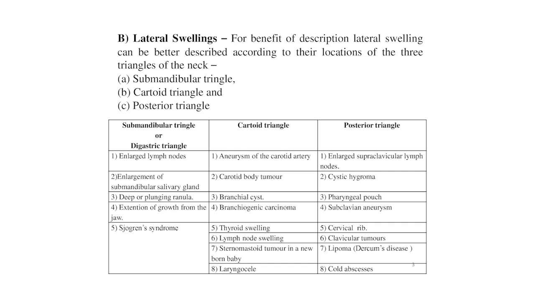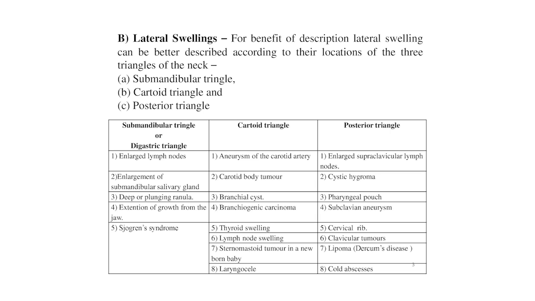For benefit of description, lateral swellings can be better described according to their locations in the three triangles of the neck. First is the submandibular triangle, second the carotid triangle, and third the posterior triangle. First, the submandibular or digastric triangle: these lateral swellings are enlarged lymph nodes, enlargement of the submandibular salivary glands, deep or plunging ranula, extension of growth from the jaw, Sjögren's syndrome.